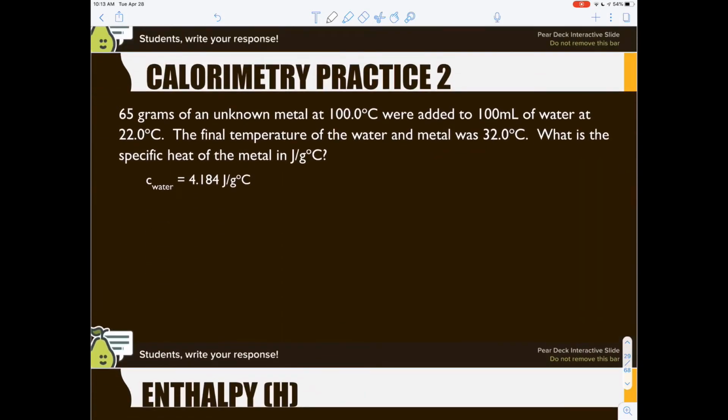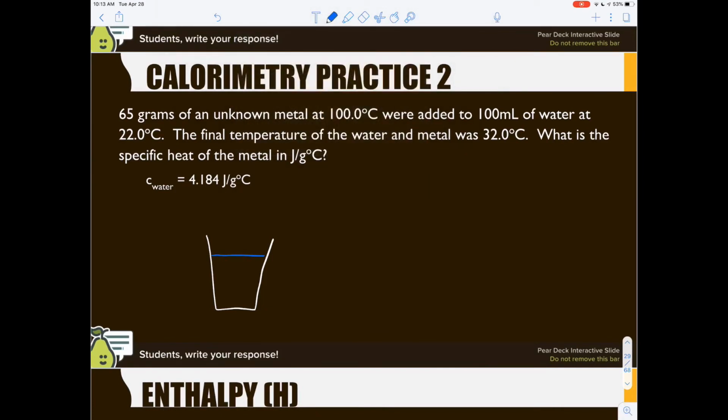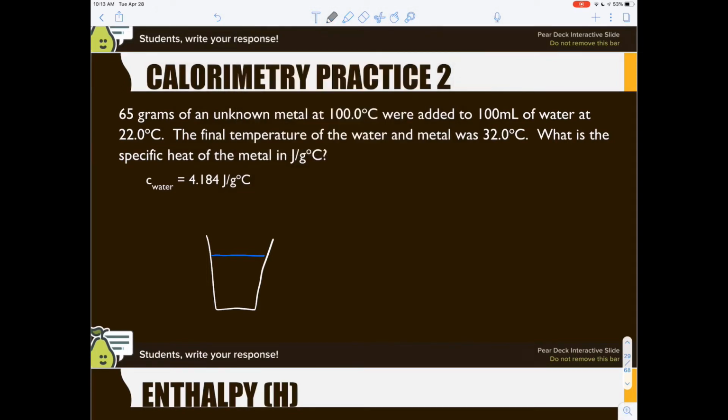Okay, here's another one. This one's a little trickier, so let's draw it out again so we can understand what's going on. If you want to pause it and try it yourself, I would love for you to do that and get it right, or not get it right and need help, but it's always better to try it on your own first so you're pushing what you're understanding. Okay, so we have a chunk of metal, and it has a mass of 65 grams. Okay, it's at 100 degrees, so its initial temperature is 100 degrees Celsius, okay?